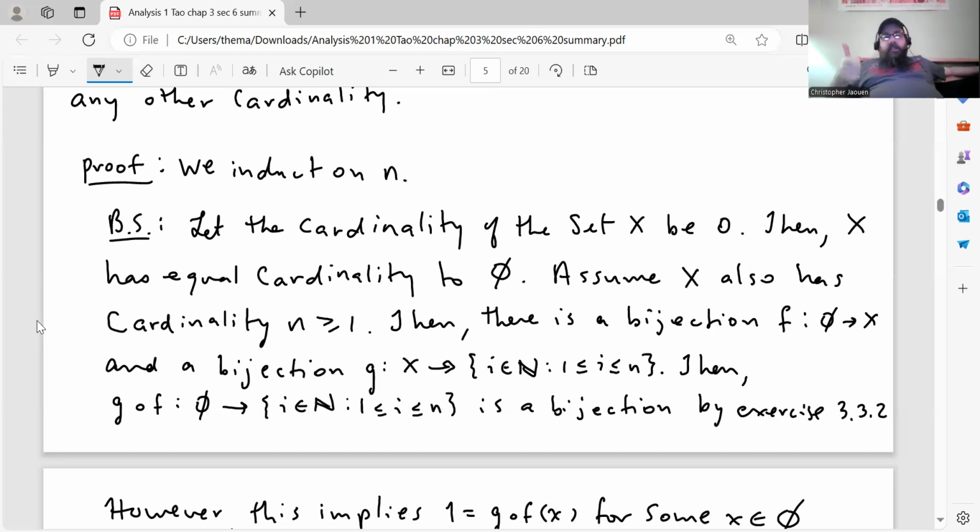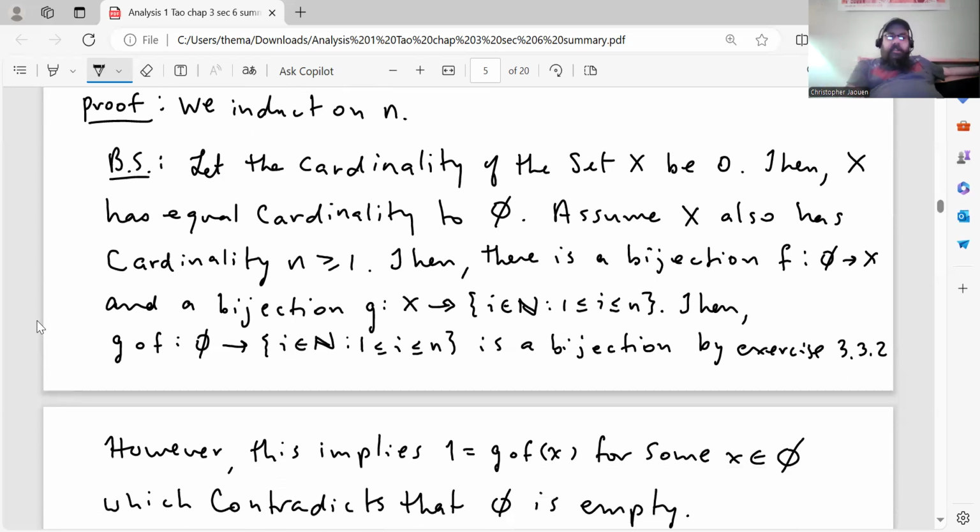This is something that I filled the details in. Also, he doesn't state all the details here. He just says that it can't happen. But I filled in the details here.